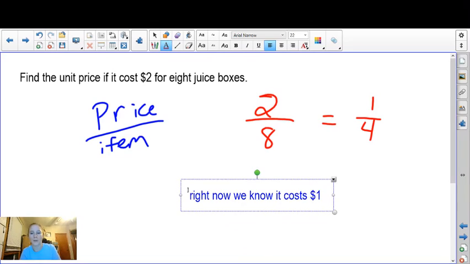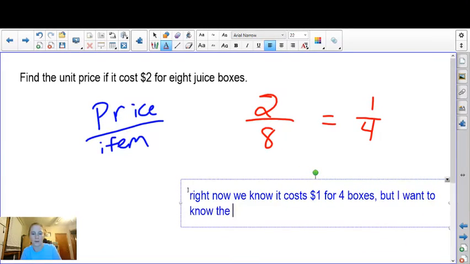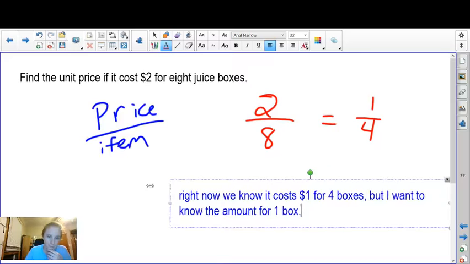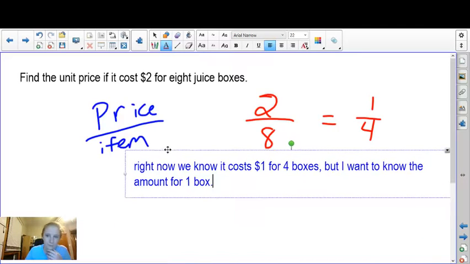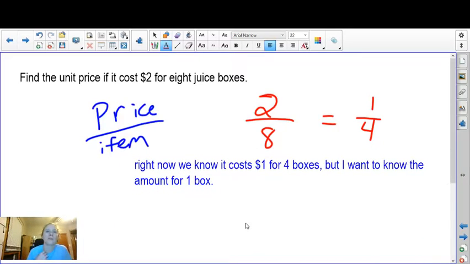So right now we know it costs $1 for 4 boxes, but I want to know the amount for 1 box. So we've determined that so far. Now the way we can determine the price per box when this doesn't fully reduce with a 1 on the denominator is essentially my answer is the fraction.